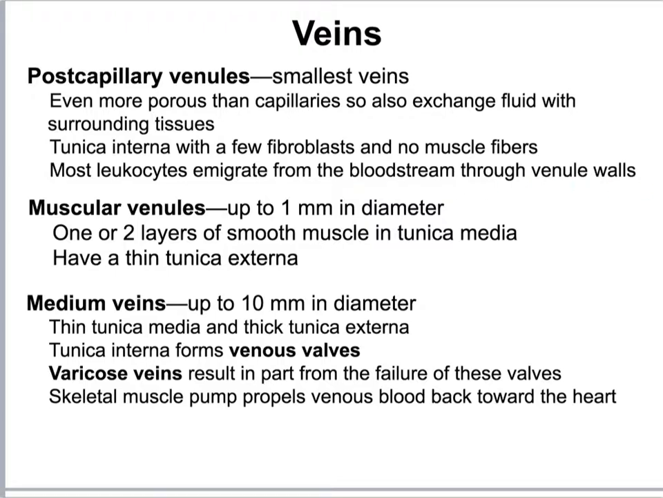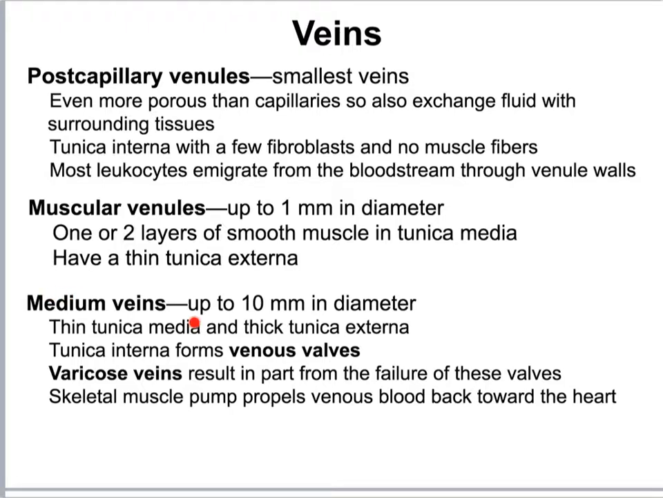You have muscular venules, which are after the post-capillary venules. They have 1 or 2 layers of smooth muscle in the tunica media. That's not much, but they've got at least some muscle in the tunica media. Post-capillary venules basically don't have a tunica media, or their tunica media consists just of a small area of elastic connective tissue.